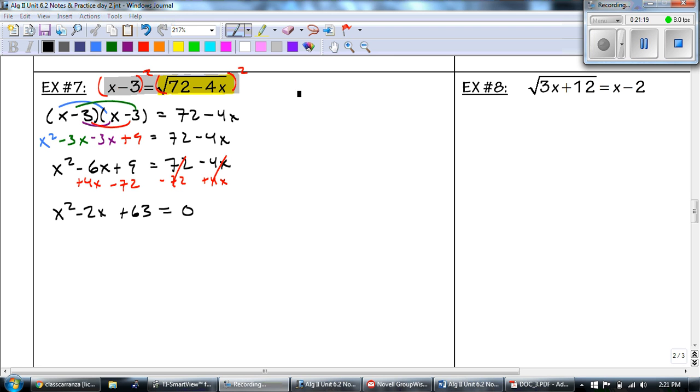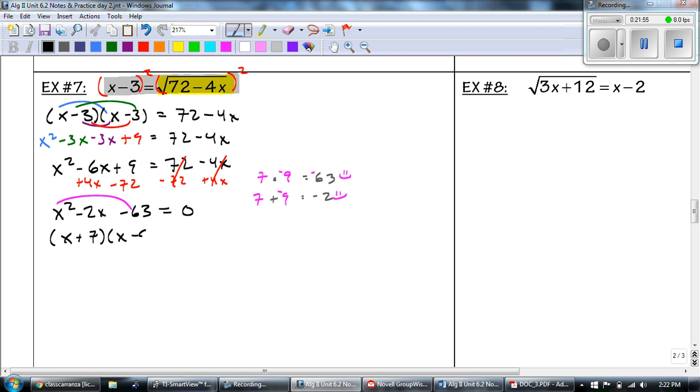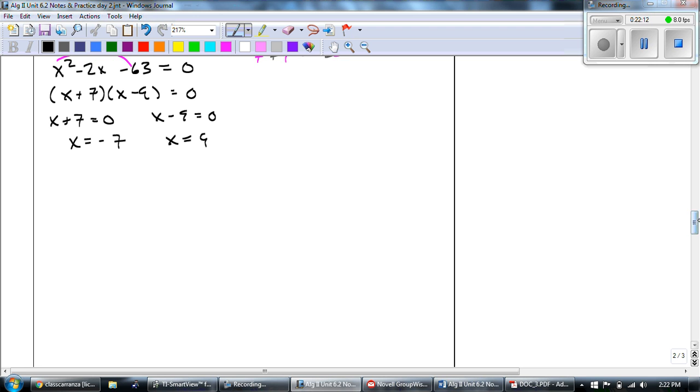Okay, and you should have gotten x squared minus 2x plus 63 equals 0. Now from here, we need to figure out what numbers multiply to get to negative 63 and add to get to negative 2. Well, 7 and 9 get us to 63, and if we want it to be negative, it's going to be a negative 9. Sorry, that should be a negative 63. My bad. Both of those end up working out. And we get (x + 7)(x - 9) = 0. So we set everything with a variable equal to 0 to get our two answers of negative 7 and positive 9. So to find out if those are the real answers, we need to check.